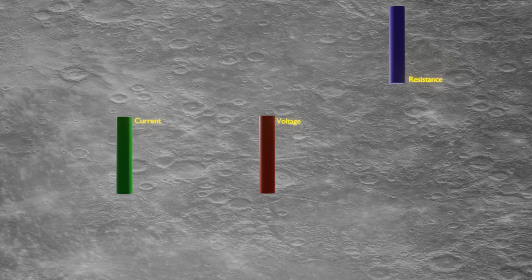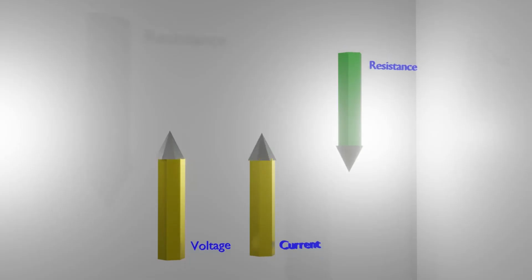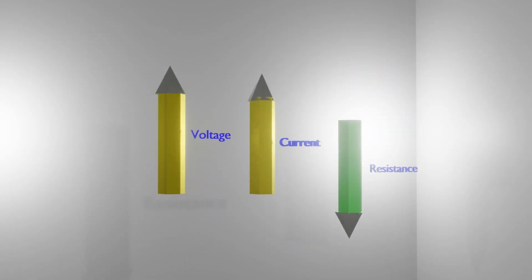Resistance is inversely proportional to current. As current increases, resistance decreases. Current and voltage are directly proportional to each other. That means if you increase the voltage, current increases.